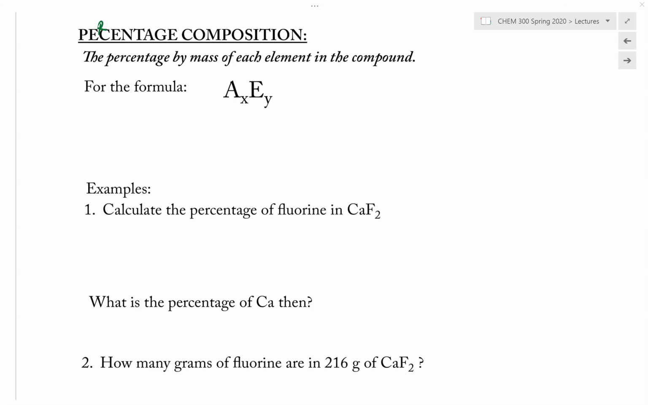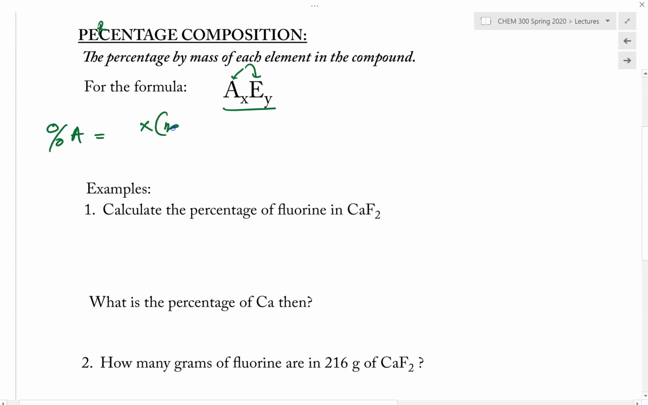So for example, if a substance were to have a generic formula of AxEy, in this case, we can see that this compound consists of element A and element E. So there are two different elements that make up this compound. To describe how much percentage of it is the element A, we can calculate that by taking the mass of the element A divided by the mass of the entire compound and expressing that as a percentage.